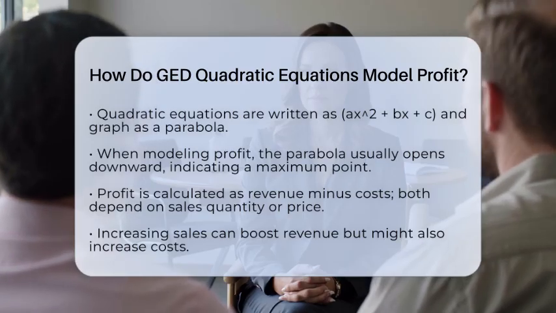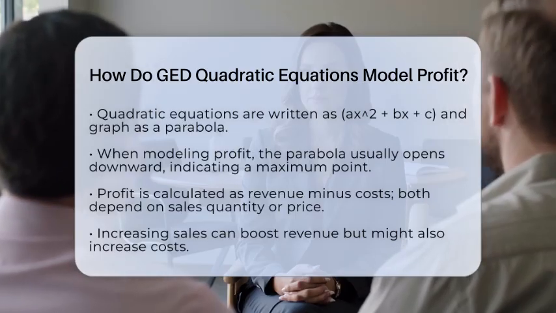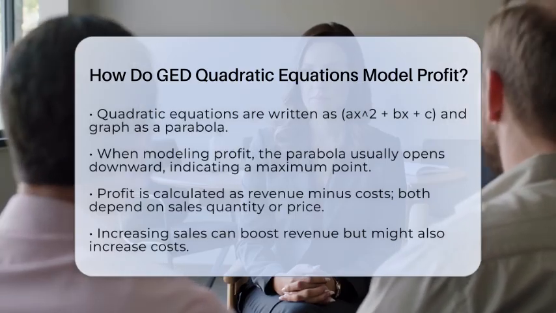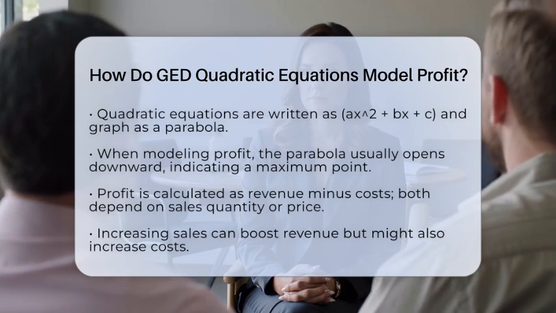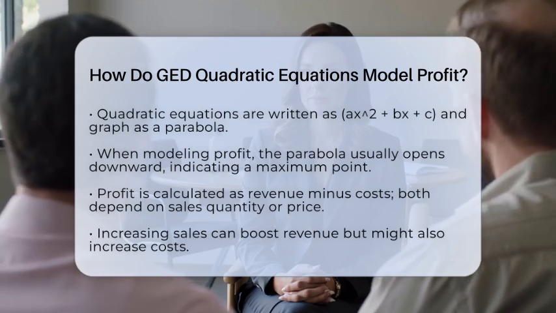They are a type of math expression written as ax² + bx + c. The graph of this equation looks like a U-shaped curve called a parabola. When modeling profit, the parabola usually opens downward, showing there is a point where profit is highest.